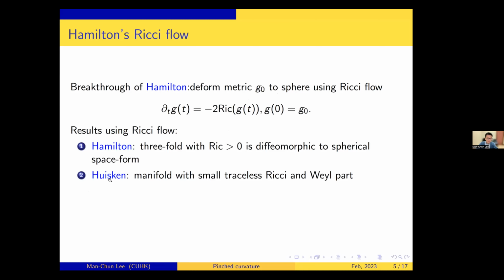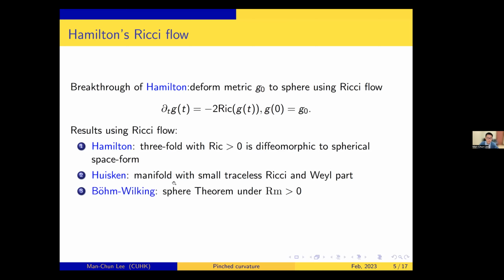So for instance, one of the classical results is by Huisken, who studied manifolds with relatively small traceless Ricci curvature and Weyl part of the curvature. You can think of this as a pinching curvature condition. In some sense, that means the scalar curvature part is relatively dominating everything.